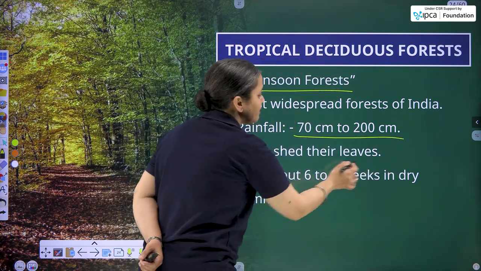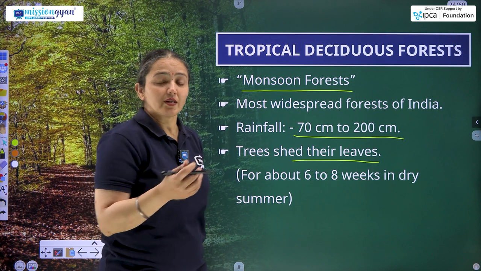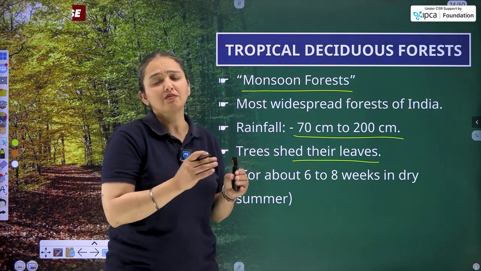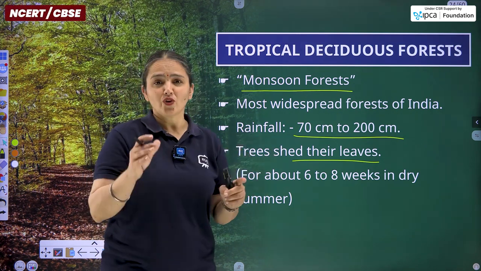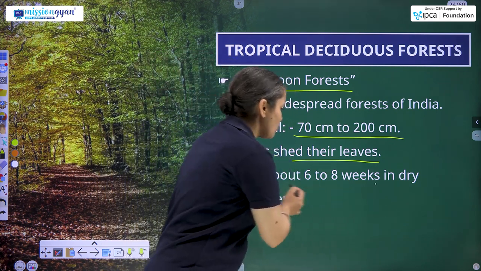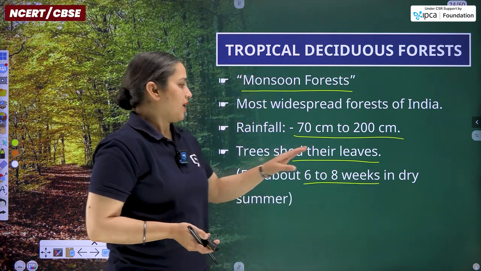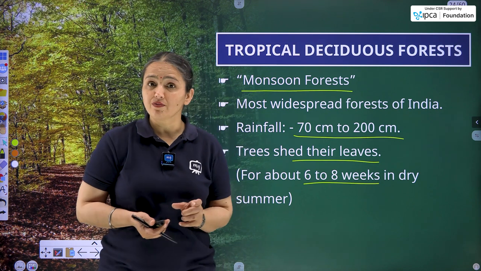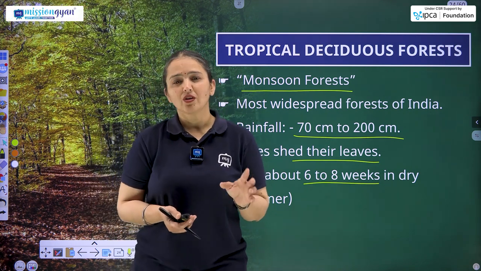Trees shed their leaves almost altogether because this region experiences a good summer length. We're talking about an average dry summer of about 6 to 8 weeks. And what do you consider 8 weeks for? How many months does it comprise?